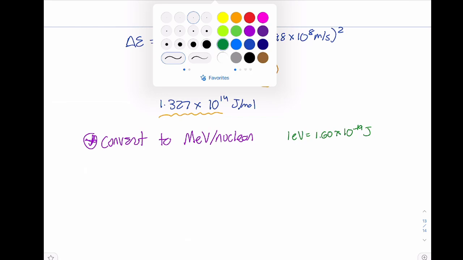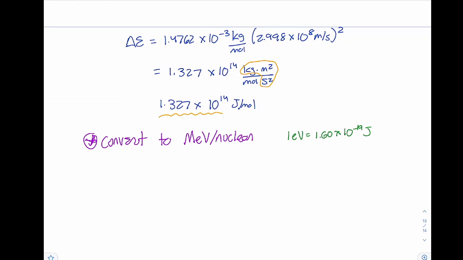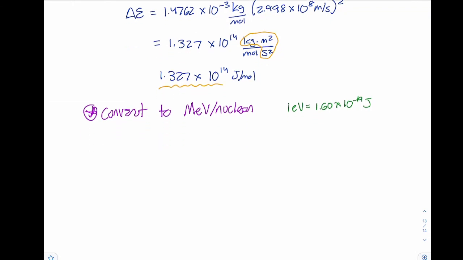So we're just going to do straight dimensional analysis here. I'm going to start out with my given, that's the number we just calculated. This is going to be kind of long, so I'm going to start over here and not write super huge, otherwise we'll run out of room. We need to convert joules to mega electron volts. We also need to convert moles to nucleons. You can do whichever one you want first.